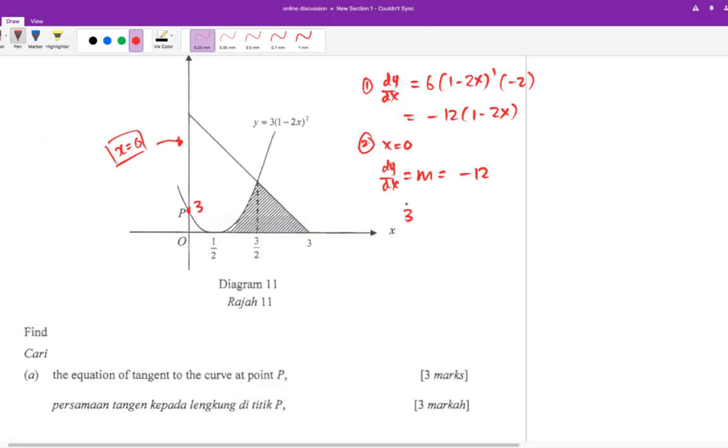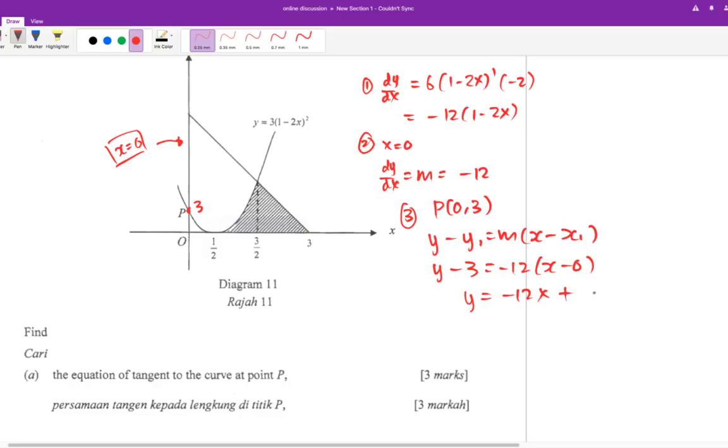The third step is you sub the coordinate P and the gradient into this formula. Then you can get the equation easily. So y minus 3 equals m, which is negative 12, times (x minus 0). So y equals negative 12x plus 3. Alright, this is how we form the equation of the tangent.